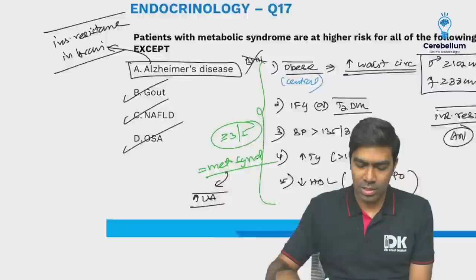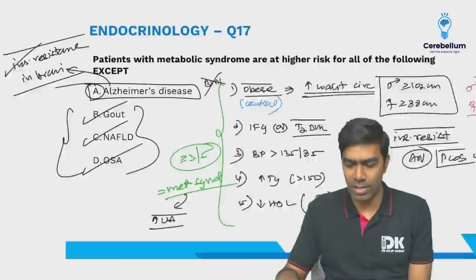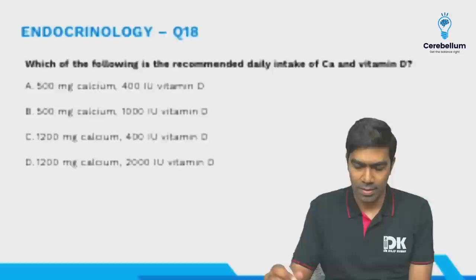Because Harrison states that insulin resistance in the brain is one of the possible hypotheses for the development of Alzheimer's disease, I've given that as an option. But the other three can occur, but the right answer for this is simple and straightforward: Alzheimer's disease. That is not basically due to metabolic syndrome. That has other reasons.